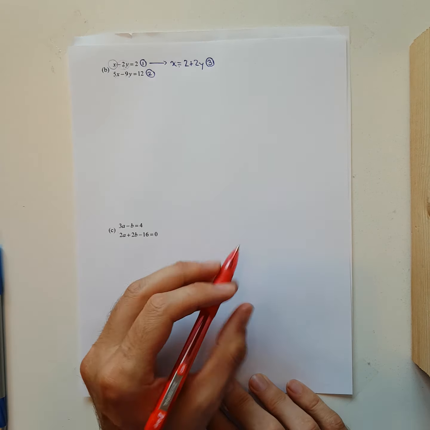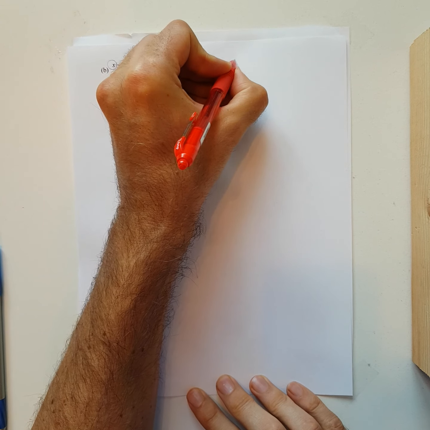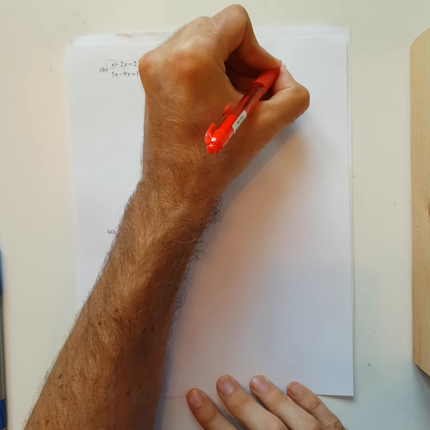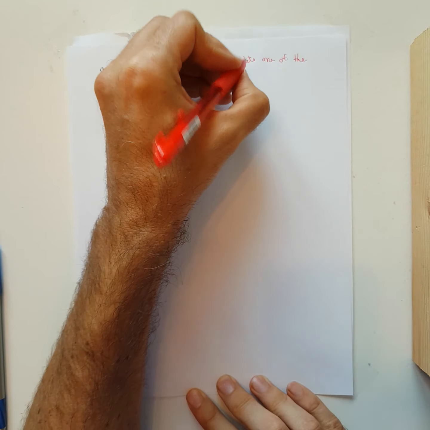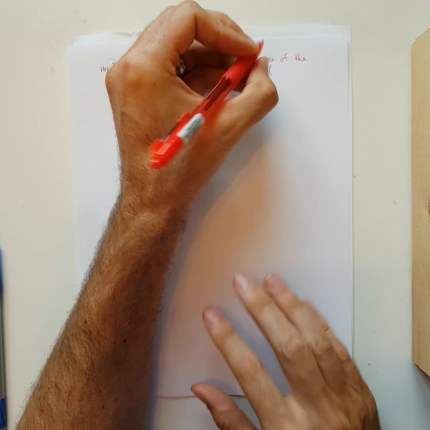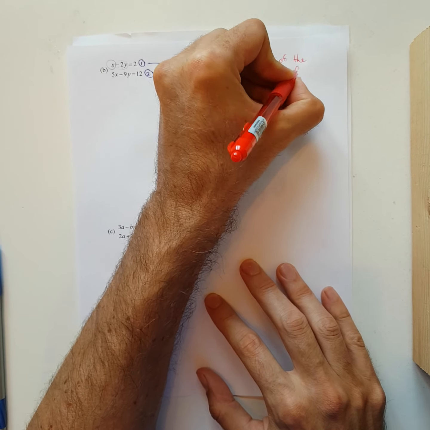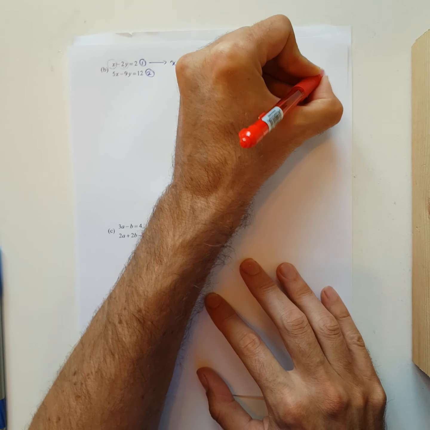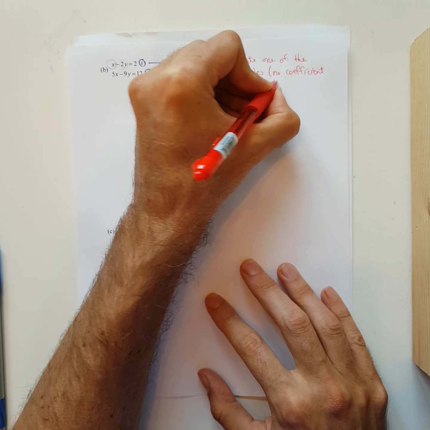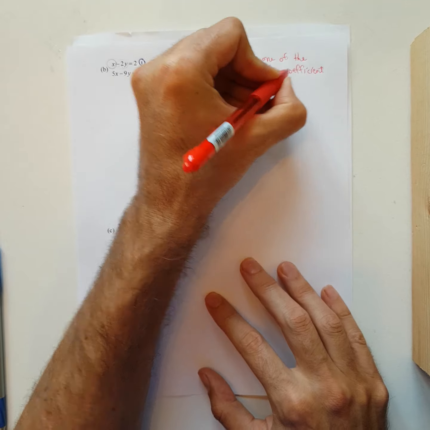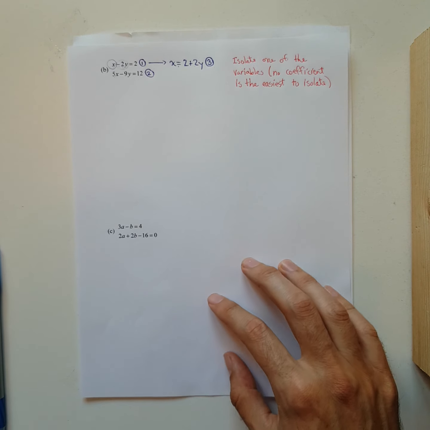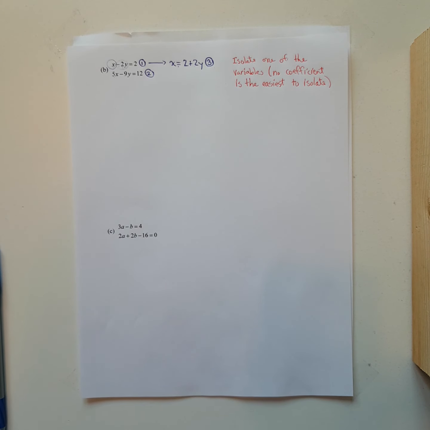I'm just going to make note here on the side of what we did. I'm going to say isolate one of the variables, and in brackets here we'll say no coefficient is the easiest to isolate. So isolate one of your variables, and no coefficient is the easiest one to isolate.